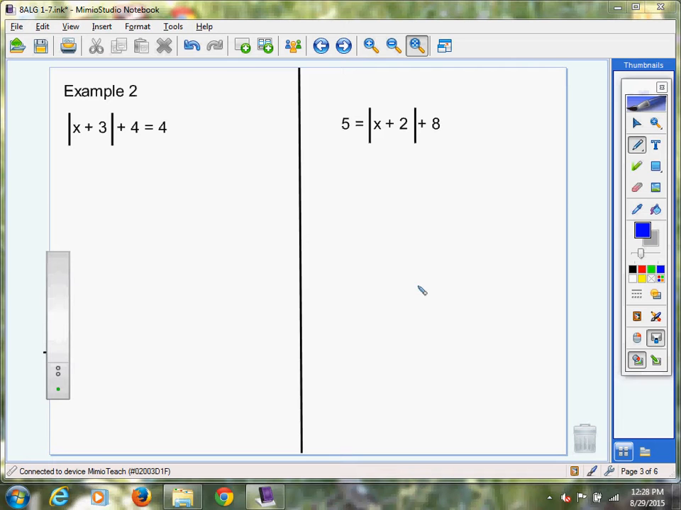And we are back in 1.7 and we are working on example 2. We've been doing equations almost the entire chapter, and we get to section 7 and we're working on absolute value equations. Now in example 1, we had absolute value equations that were set equal to a positive number. Example 2, I'm going to show you how to handle a situation when your absolute value equation ends up equaling 0 or a negative number.